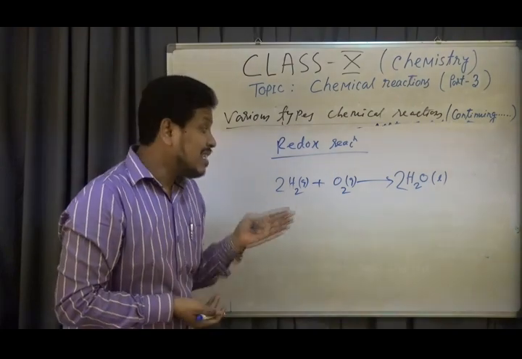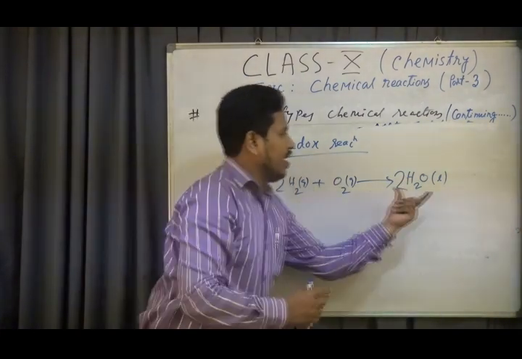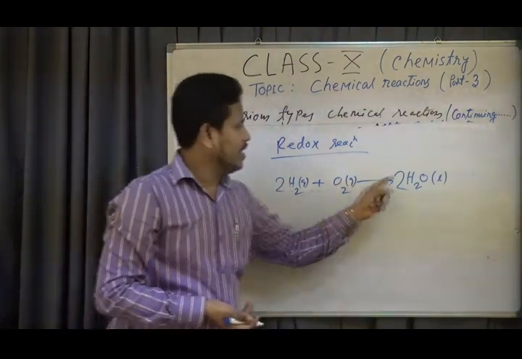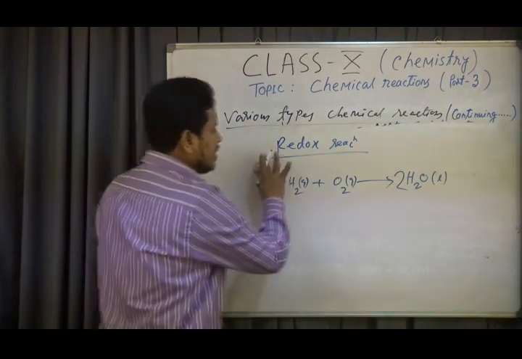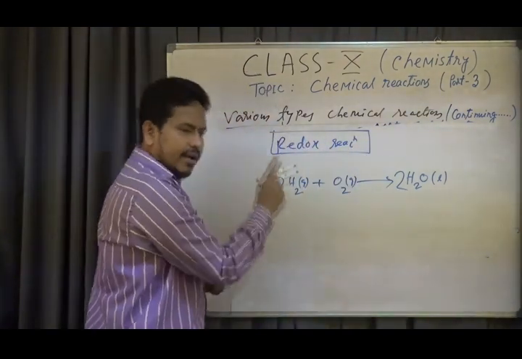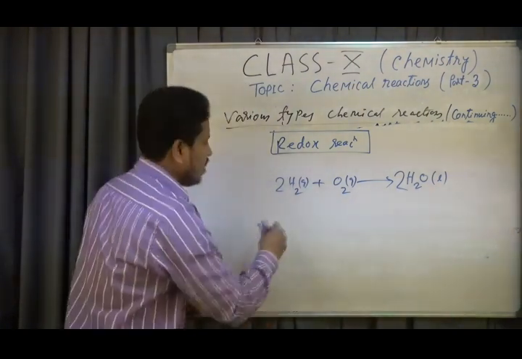Okay, my dear student. And what is the type of the reaction? Already I have explained. Two reactants, single product. So direct combination reactions. Okay, direct combination reactions. So in this reaction, is it an oxidation reaction or reduction reaction or redox reaction? We'll explain now. Look at this.